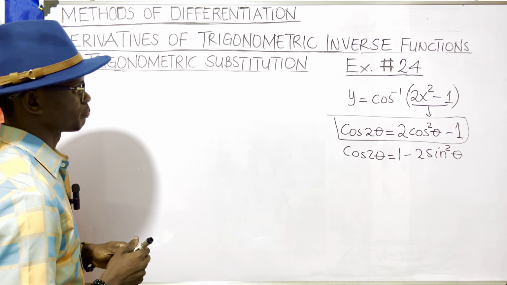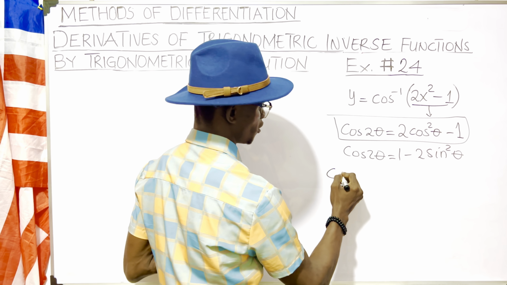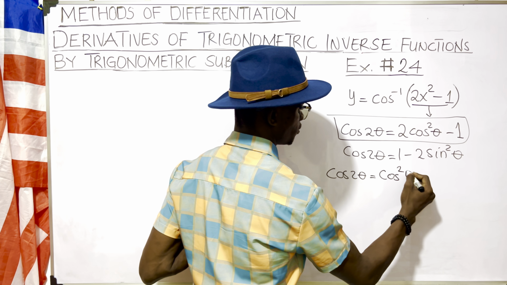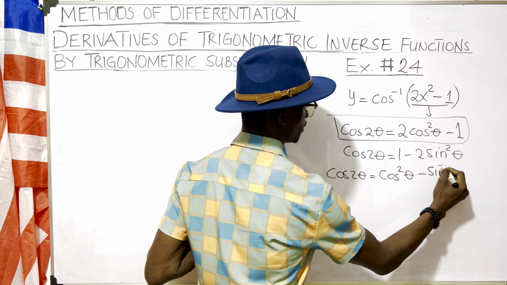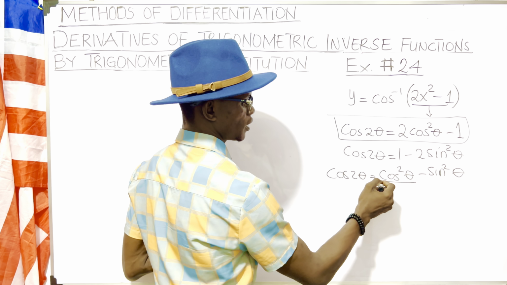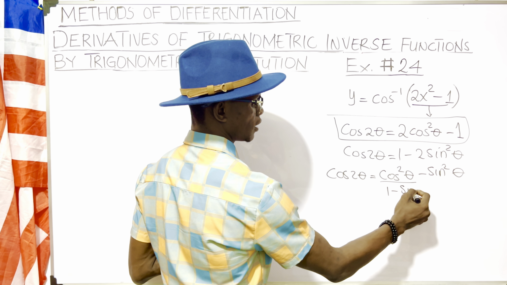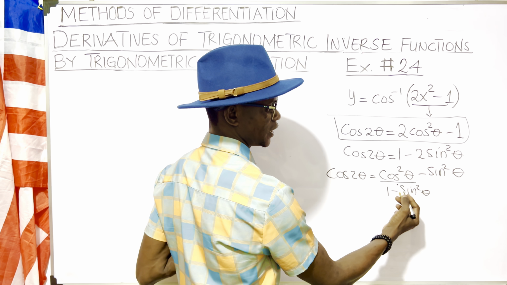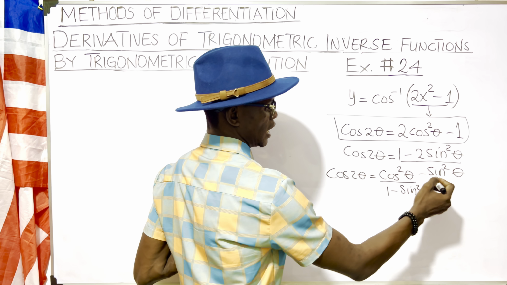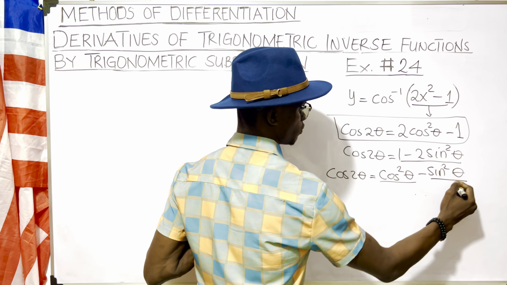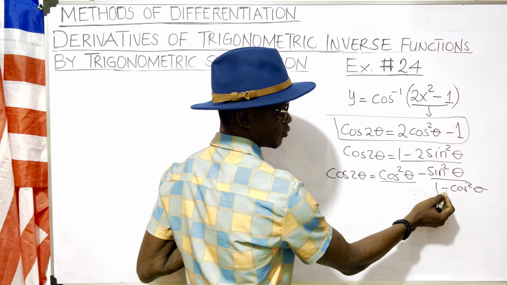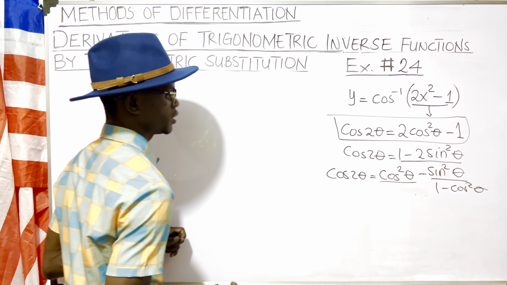Remember that this came from the double angle identity for cos, which was cos squared theta minus sine squared theta. If we replace this with 1 minus sine squared theta, the Pythagorean identity, this will give us the second one, which is 1 minus 2 sine squared theta. If we replace the second with 1 minus cos squared theta, this negative and this negative will be positive, so this will give us 2 cos squared theta.